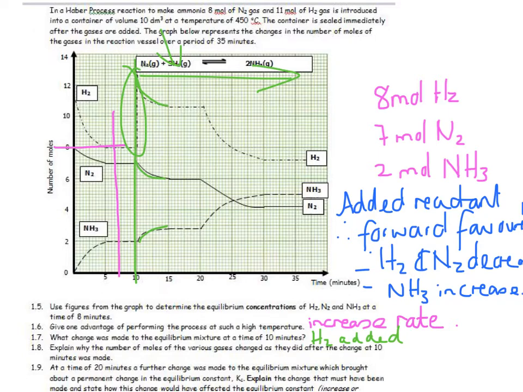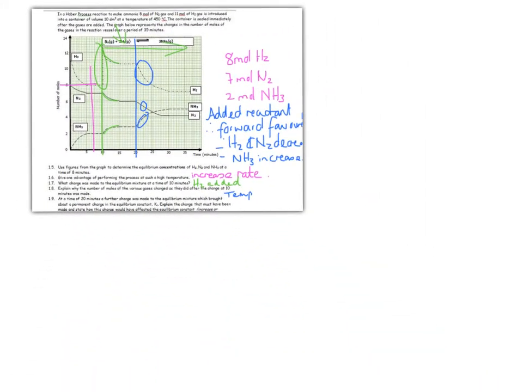At a time of 20 minutes, a further change was made to the equilibrium mixture, which brought about a permanent change in the equilibrium constant Kc. Explain what that change must have been. Well, firstly, if we're changing Kc, it must be a change in temperature. What happened at 20 minutes is that we got less of the reactant and more of the product. So in other words, we must have favored the forward reaction.